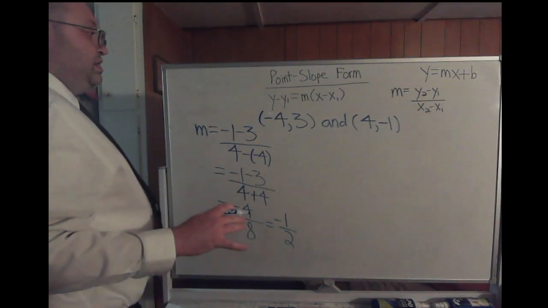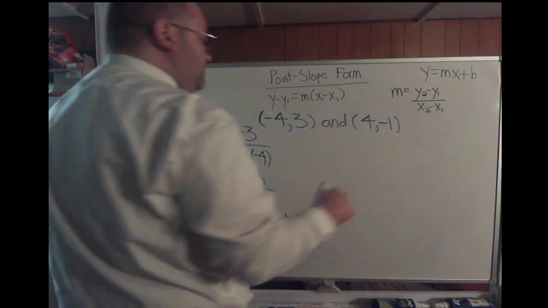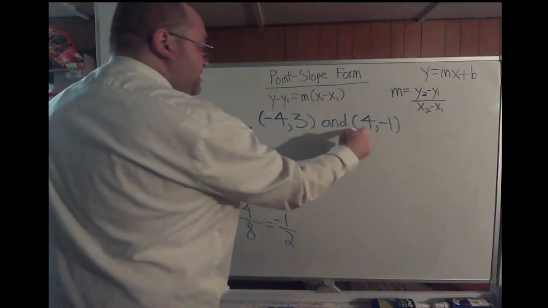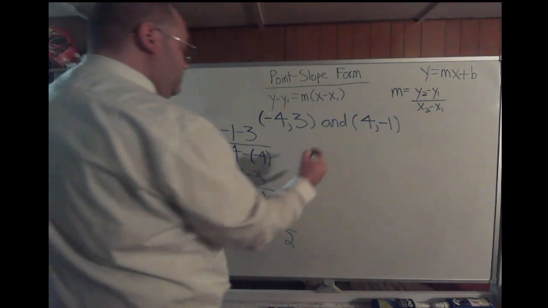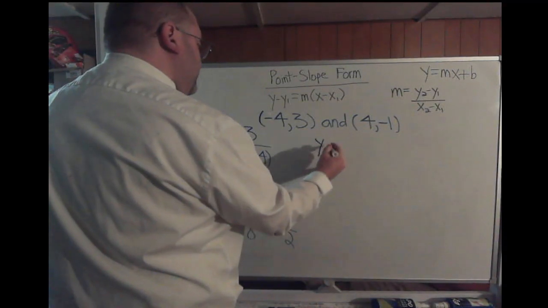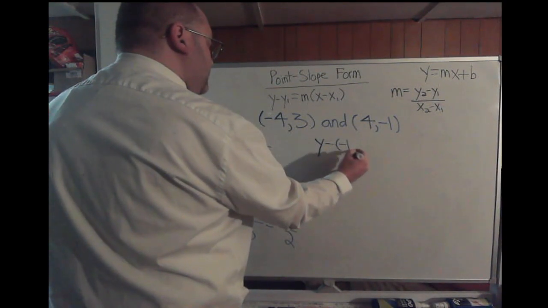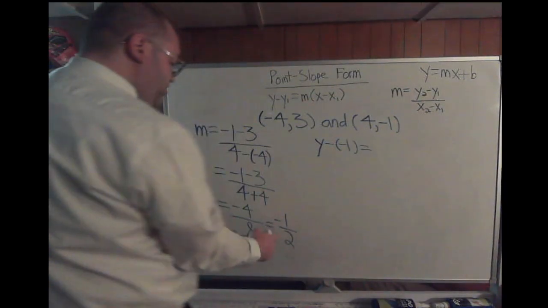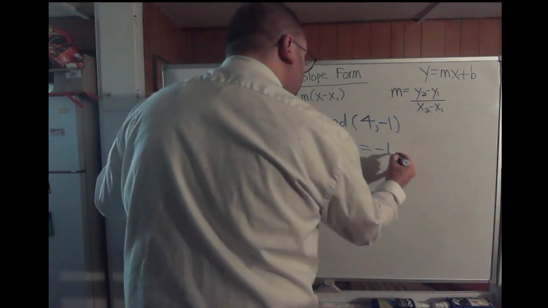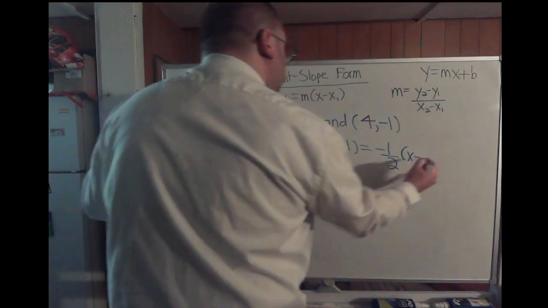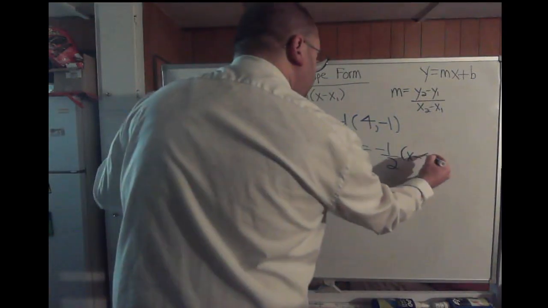Now, I need to pick a coordinate to be my x1 and y1. I'm going to say 4, negative 1. So we'll do y minus negative 1 is equal to the slope of negative 1/2 times x minus my x1, which would be 4.